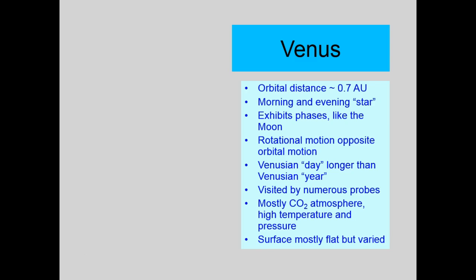Rotational motion, opposite orbital motion, very strange. That means it spins backwards. A Venusian day is longer than a Venusian year. Totally strange. No other planet does that.